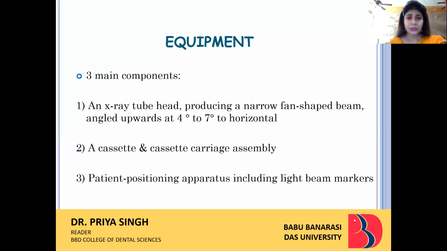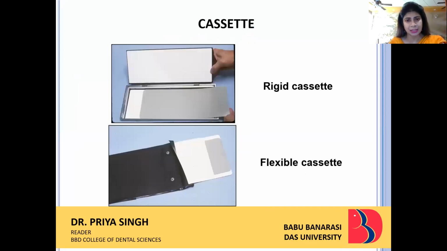Now coming to the equipment itself, there are three main components of your panoramic machine. Your X-ray tube head, it produces a narrow fan-shaped beam which is angled upwards at 4 degrees to 7 degrees to horizontal, which we had seen earlier. The second very important aspect is the cassette and cassette carriage assembly. And the third being the patient positioning apparatus, including light beam markers. So this will stabilize the patient in the machine itself.